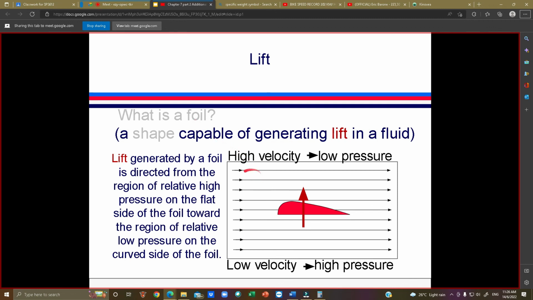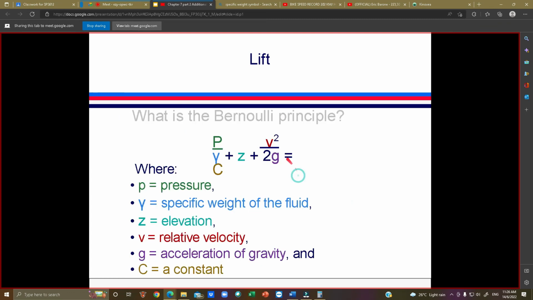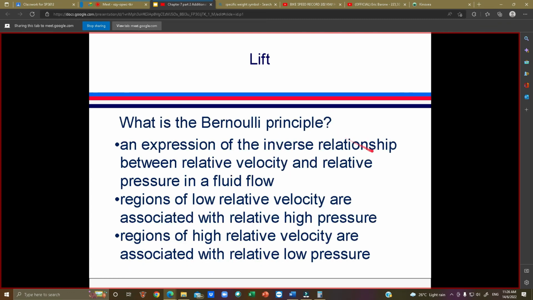Since atas dah jadi low velocity, pressure dia tinggi. Bawah dah jadi high velocity, pressure dia rendah. So, you are going to get turun. You are going to reduce the altitude. Ni Bernoulli principle. Okay, expression of the inverse relation between relative velocity and relative pressure. High pressure place, low velocity. Low pressure place, high velocity.